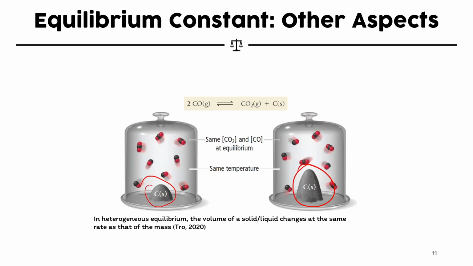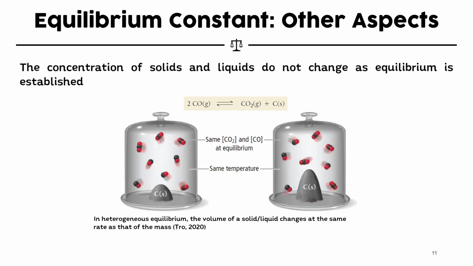However, it was observed that regardless of the amount of solid carbon present in the equilibrium mixture, the equilibrium concentrations of the gaseous components in this reaction do not change. This is because the concentration of solids and liquids does not change after the equilibrium is established. It's because they are in a different phase in comparison to the other components of the mixture.